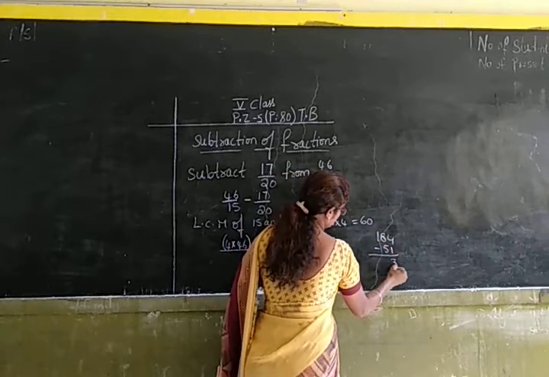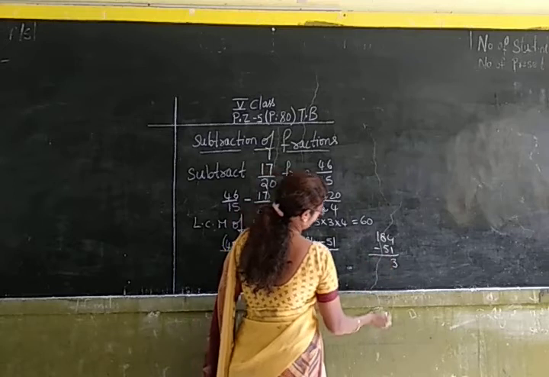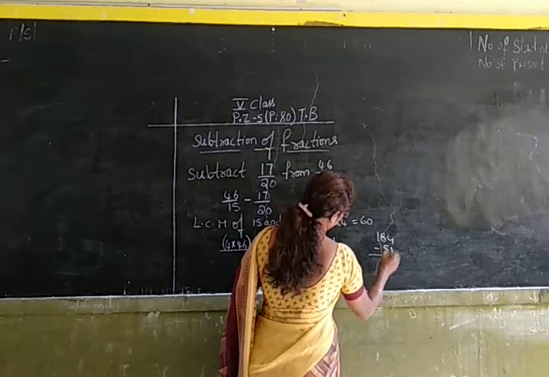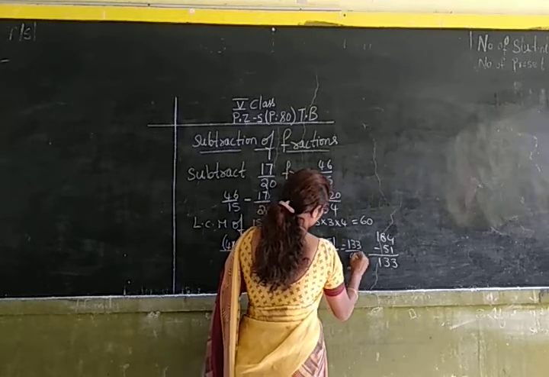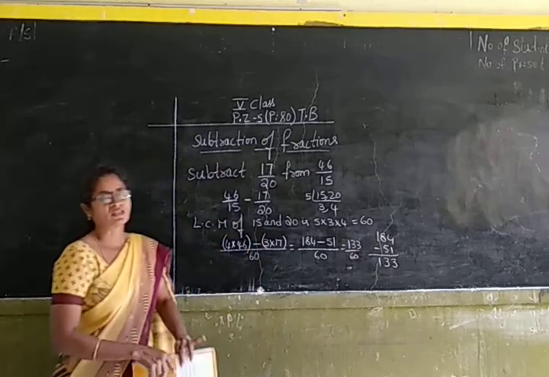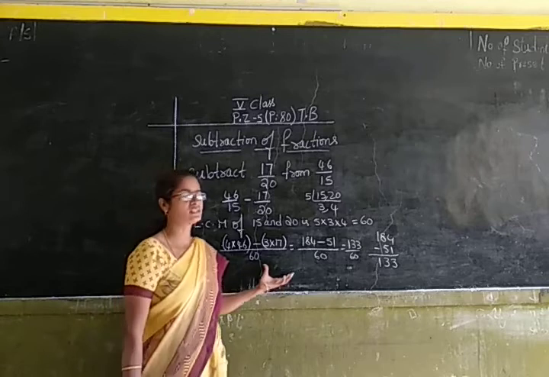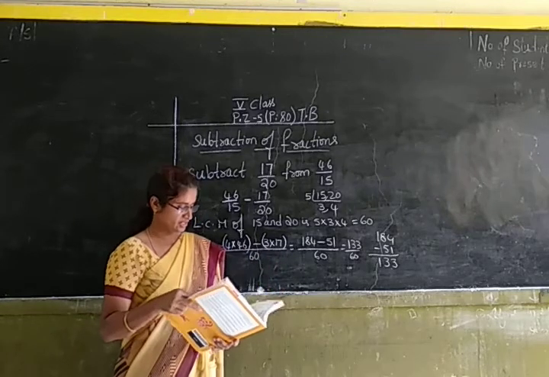4 minus 1 is 3. 8 minus 5 is 3. And 1. So the answer is 133 by 60. So this is the way of doing the subtraction.